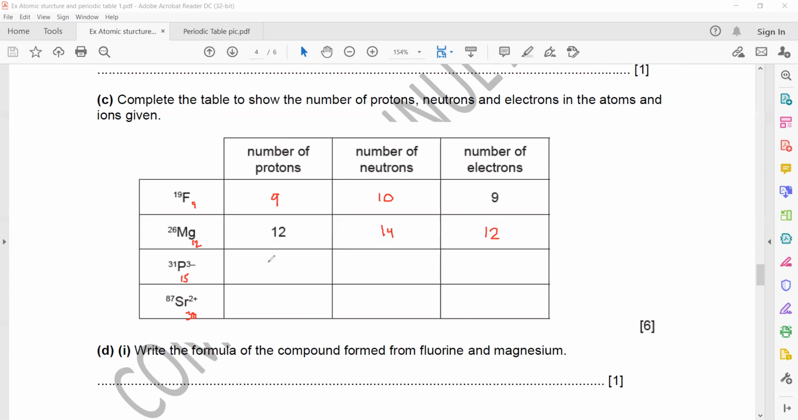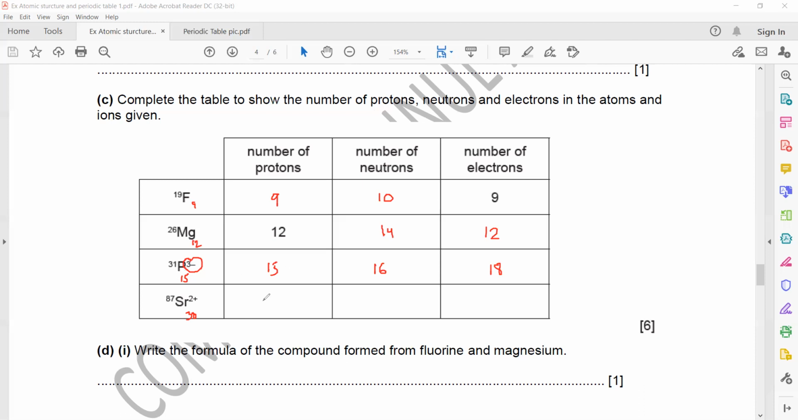About phosphorus, the atomic number is 15. What about the neutron number? Subtract these two, 31 minus 15, so that is equal to 16. And there is a charge of 3 minus. So if it is having a charge of 3 minus, it means it is having 3 extra electrons. So if there are 15 protons, how many electrons should be there? It should have 18 electrons.